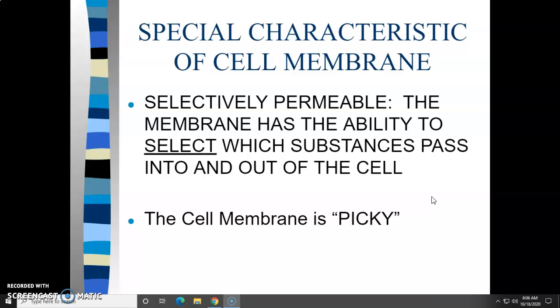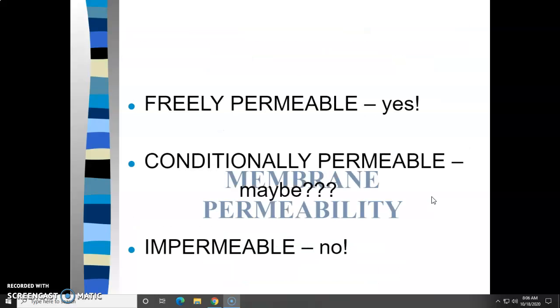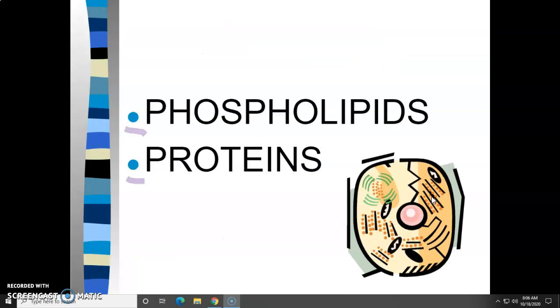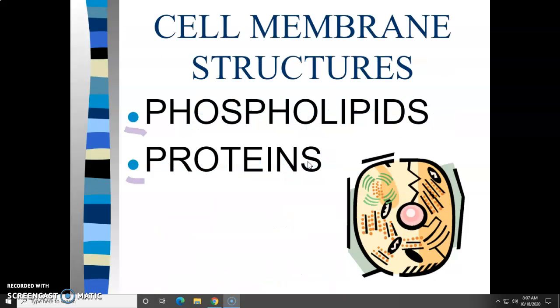And it's composed of 2 parts. Those 2 parts are a phospholipid bilayer, and proteins embedded inside that bilayer. And I'm going to show you some pictures here to help you get that in your head. So 2 parts, phospholipids and proteins. All right, the phospholipid part, let's talk about it.